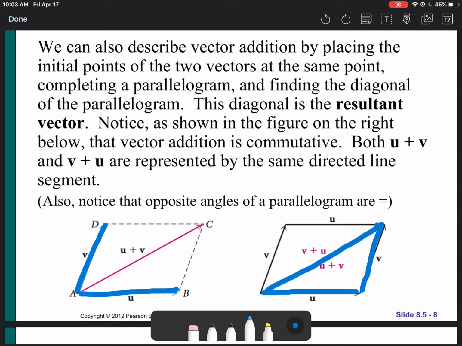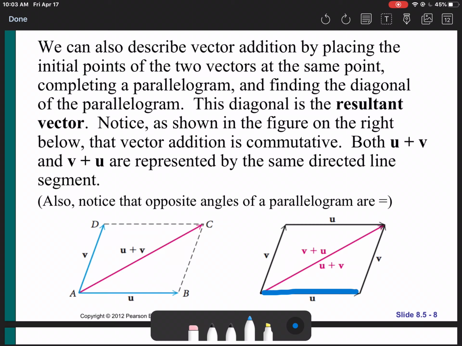And then what we're doing is forming a parallelogram, which, notice, has opposite sides of vector v and vector v, vector u and vector u. We form that parallelogram, and then the diagonal of the parallelogram is your resultant vector. There's your u plus v. So it's the same vector regardless of whether you have the triangle method or this parallelogram method.